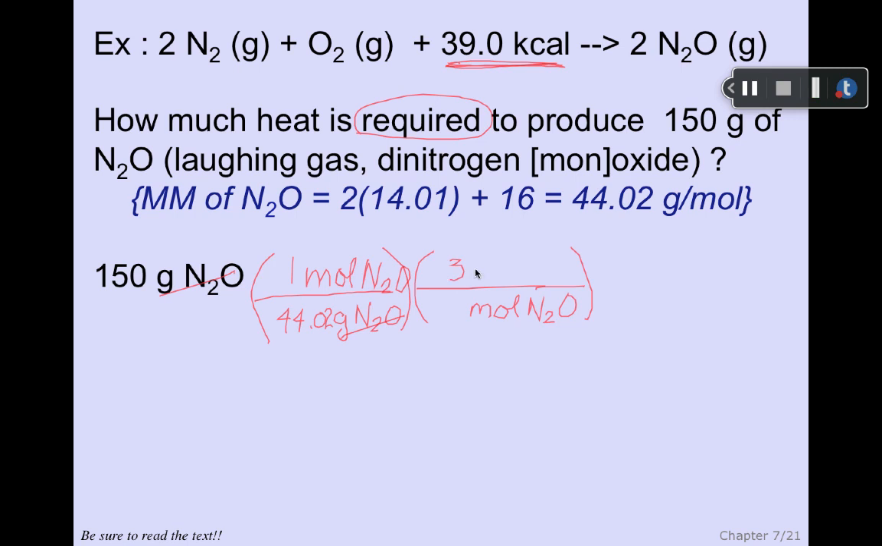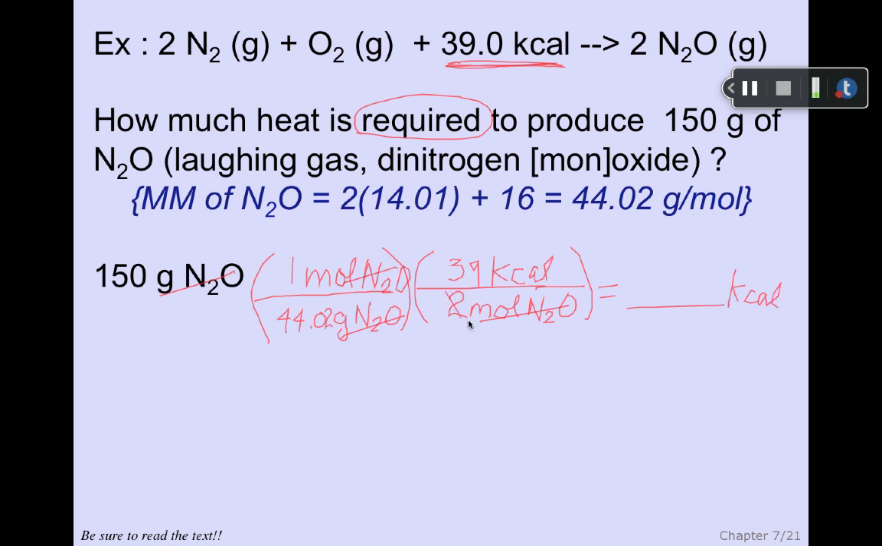And so it's 39 kilocalories per how many moles of N2O? Well, back to the balanced equation. This time it's only that many kilocalories for 2 moles of N2O that is formed. So you can look at your units and recognize that the moles of N2O should cancel out, and you will have kilocalories for your answer once you pull out your calculator and determine the mathematical value.